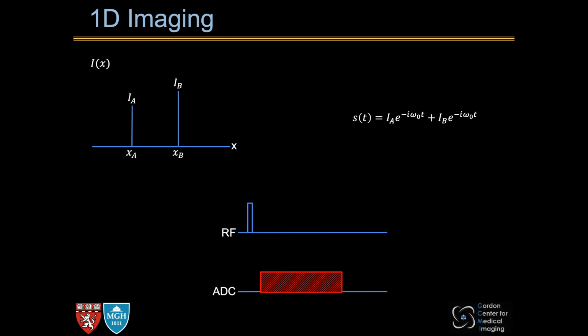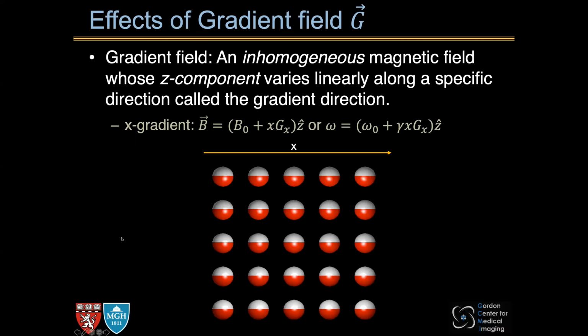Okay, so then what do we do? Well, we need help from another magnetic field, which we call the gradient field. The central idea of MR imaging is to introduce a very controlled inhomogeneous magnetic field to encode the spatial distribution information of the image object into the frequency information of the received signals. So this inhomogeneous magnetic field we talked about is called the gradient field.